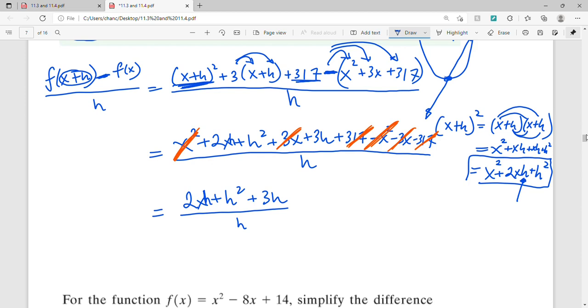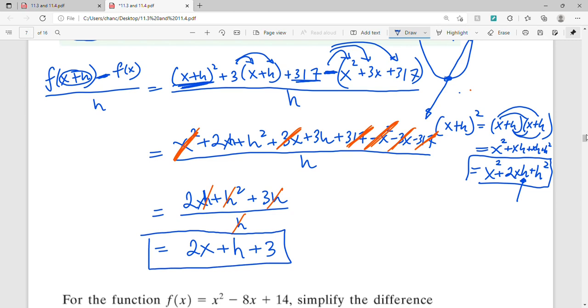Now we're not quite done because each of these has a factor of h. That means I could divide all of the terms by h, and that's going to simplify our expression. Let's write it out. This simplifies to 2x plus h squared reduces with just one h down here. That gives us an h on the top. And this 3h is just a 3 now. So that's it. That's our solution. Our difference quotient is 2x plus h plus 3.